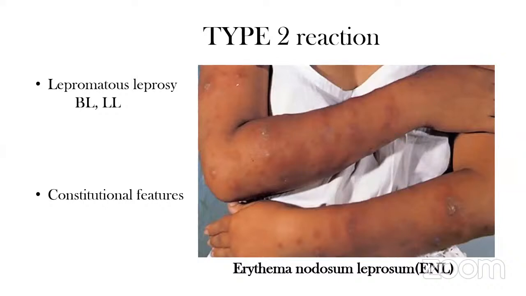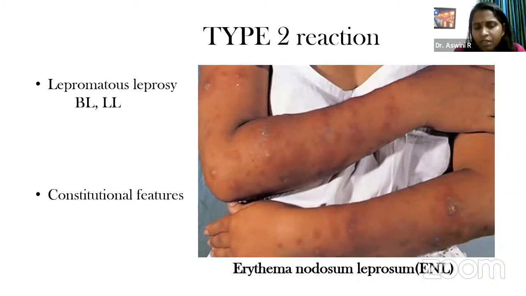Now coming to type 2 lepra reaction. Type 2 lepra reaction is basically a type 3 hypersensitivity. By type 3, what we mean is immune complex mediated hypersensitivity. When it is immune complex, we need to have a high antigen load. So this happens in people with high bacillary load, that is lepromatous leprosy. And because it is immune complex, it is not restricted to the lesions or the nerves like in type 1 reaction, but this is a whole body process.